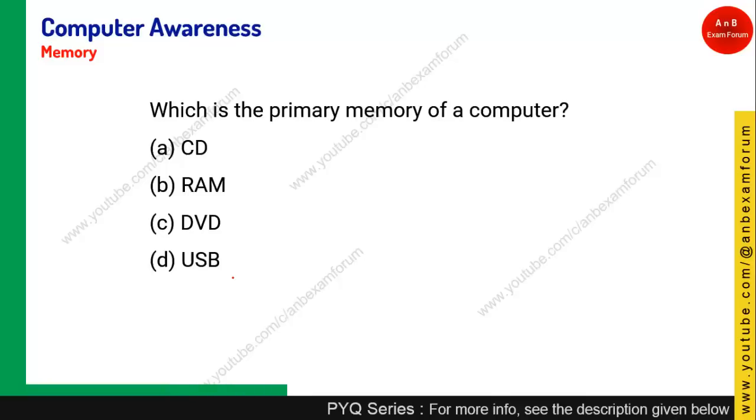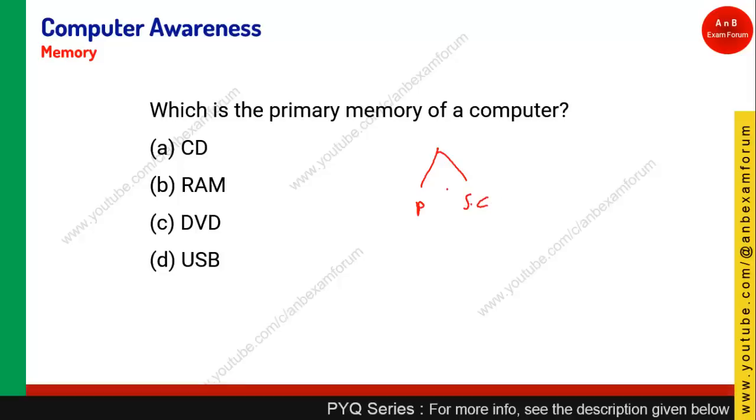Which of the following is a primary memory? A very simple one. We know that there are two kinds of memory: primary memory and secondary memory. CD is secondary, DVD is secondary, USB is tertiary. These are tertiary memory, basically not secondary at all, and RAM is the primary memory. Okay, so option B is the right answer.